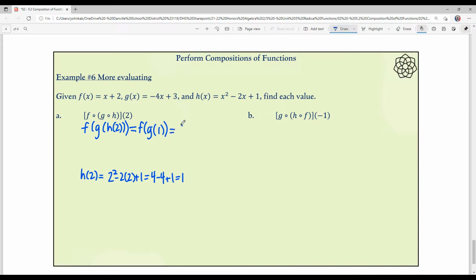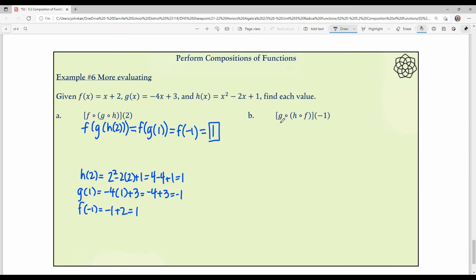Then I'm going to leave the f alone, and I'm going to find g of 1. So go to the g function. Instead of writing x, I'm going to write a 1. So negative 4 times 1 plus 3. That's negative 4 plus 3. That's negative 1. And then finally, I have to find f of negative 1. That means go to the f function, and instead of writing x, I'm going to write a negative 1. So that's negative 1 plus 2. That's 1. So my answer is 1.